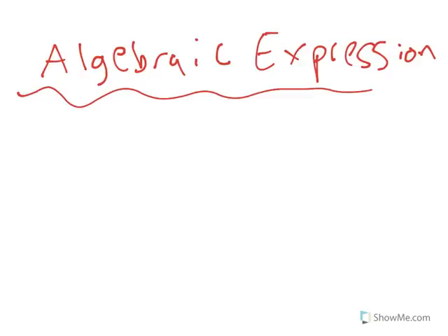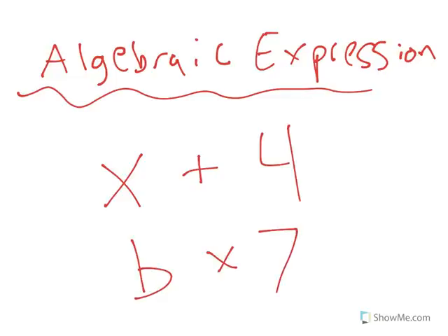Okay, an algebraic expression contains one or more variables and usually contains operation symbols. For example, x plus 4 is an algebraic expression, or b times 7. And by the way, 7 times b is the same as 7b. If there is a number right next to a letter, that means you're multiplying.